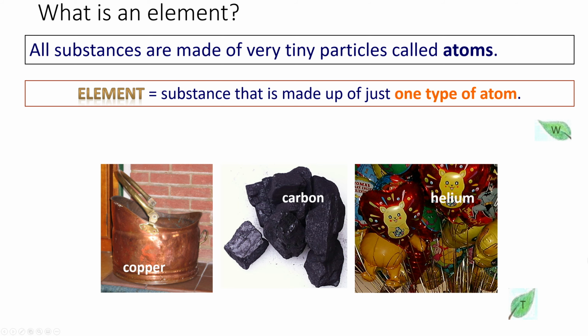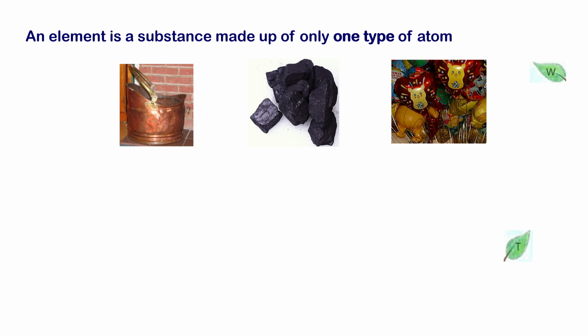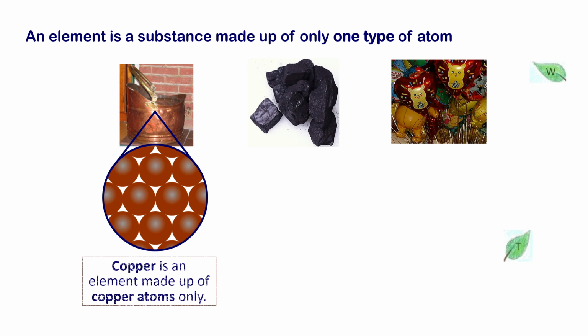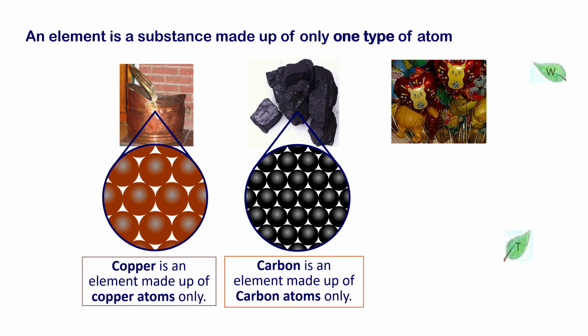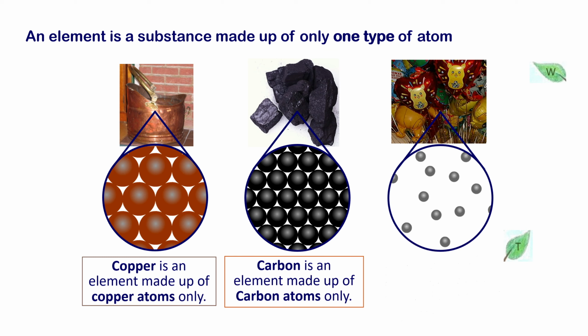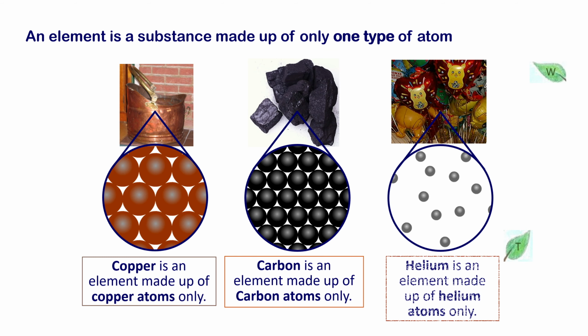These all are made from one type of atom, and if you were to look closely at them, you would see copper is made up of just copper atoms, carbon would be made up of just carbon atoms, and helium would also be made of just helium atoms. I'm sure you get the point by now.